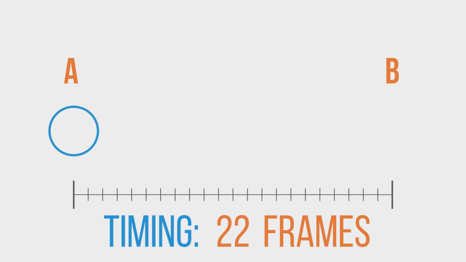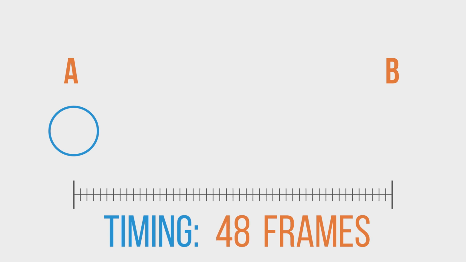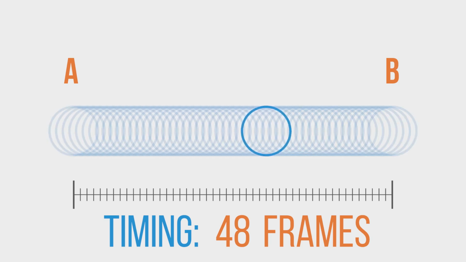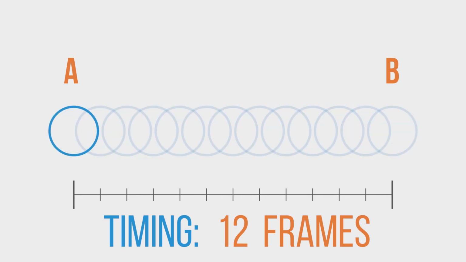And if we increase the amount of frames, it has the opposite effect. It slows down. Another way to think of it is this. The closer the spacing is, the slower it moves, and the further apart the spacing, the faster it moves.